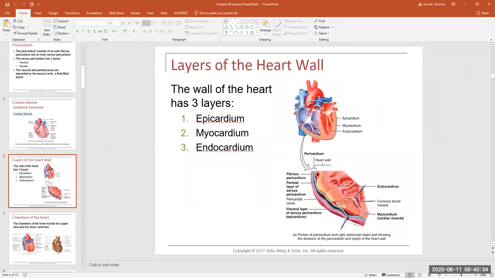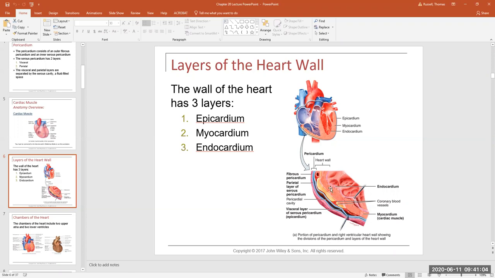So here's the right ventricle down here. You see this little box right here. If we enlarge it and look at the layers of the heart, there are three basic layers to the heart wall. The heart is surrounded by that pericardium though. So starting from inside out, the inner lining of the chambers of the heart is called the endocardium. Endo means within. So the inner lining is called endocardium.